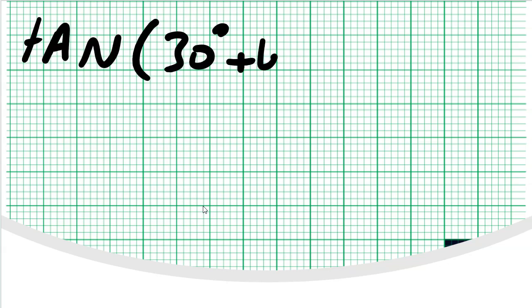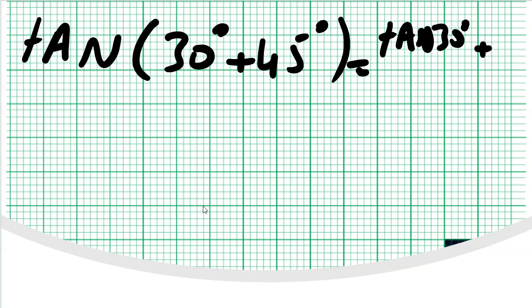This works when you don't have that, like if you have tangent of 30 degrees plus 45 degrees, which is 75, right? That equals tangent of 30 plus tangent of 45. You know the tangent of 45 is 1. The tangent of 30 is what? It's 1 divided by square root of 3, or square root of 3 divided by 3, and then 1 minus tangent of 30, which is square root of 3 divided by 3, times tangent of 45, which is 1.